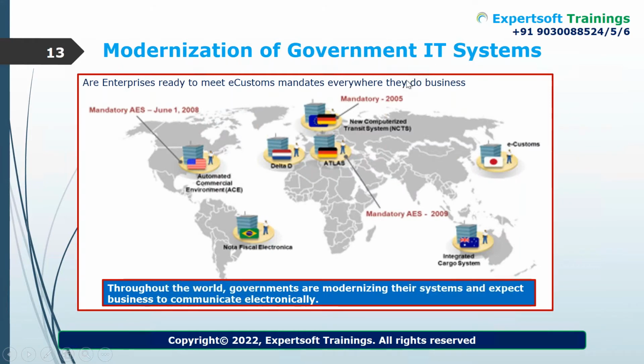So this is the modernization of government IT systems, right? Nowadays nobody accepts paper filing. AES, which is the Automated Export System, right? AES is the system for the US. This was mandated on June 1, 2008. If you can imagine, now we are almost 14 years from the mandate, right? Then we have German customs, which is ATLAS, which mandated AES in 2009, and then we have Nota Fiscal for Brazil. Then Japan customs also mandated the same. NCTS as well. And there is a specific system for the UK as well, which is called CHIEF. Even that was mandated in 2005. So all these systems are expecting electronic transfer rather than paper filing, which is also prone to a lot of errors, right?